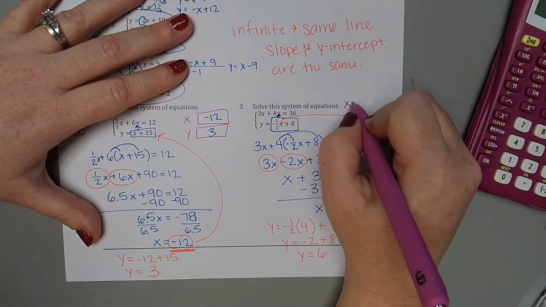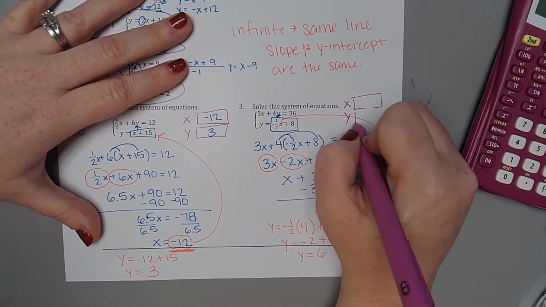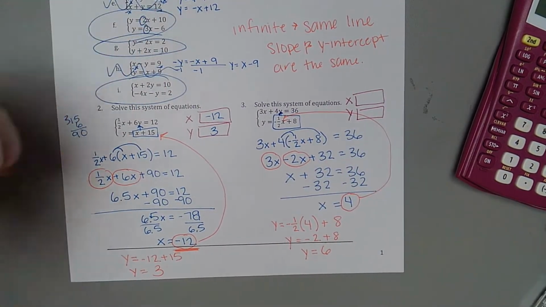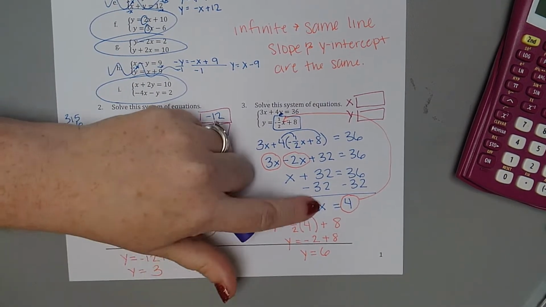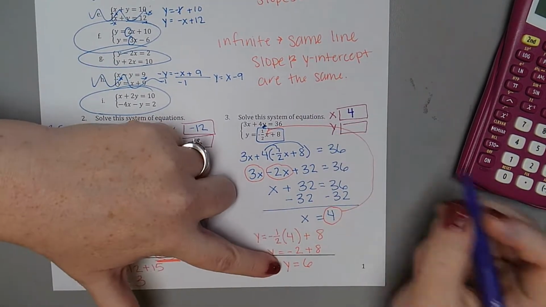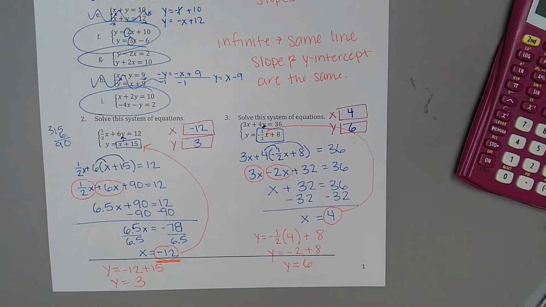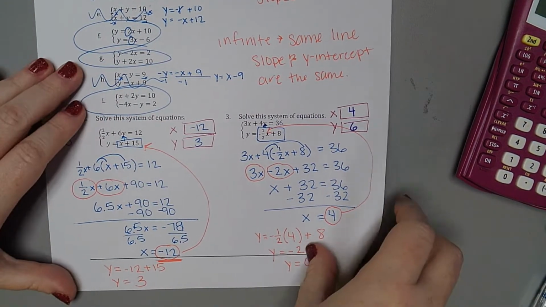So you're going to have the two little boxes. I don't remember exactly what the problem looks like, but it's something like that. And you're going to fill them in. So we have x is equal to 4. Y is equal to 6. Next problem.